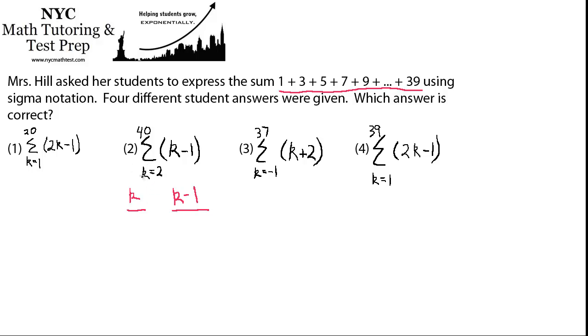So if k starts at 2 and goes to 40, then those are the values we're going to write on the left. So 2, 3, 4, 5, ... all the way down to 40. So if we plug in 2 to the expression k minus 1, we get 2 minus 1 is 1. For 3, we get 3 minus 1 is 2. For 4, we get 4 minus 1 is 3, and so on. So clearly you can see this gives us 1, 2, and 3 as the numbers that we'll get out for k minus 1. That's not going to work. We need 1, 3, 5, 7, and so on.